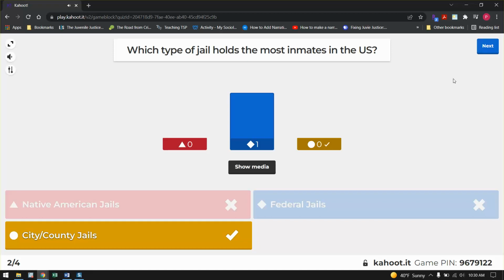Question 2 here is asking about what type of jails hold the most inmates. And forgive me for the misclick on my phone here. But there's 3 types we talked about. We talked about Native American jails, federal jails, and city and county jails. The one that holds the most is the city and county jail. And this makes sense when you think about it. There's far more cities and counties in the US than there are federal sites or Native American jails. So just by virtue of having more of these in existence, they also hold more of the population.